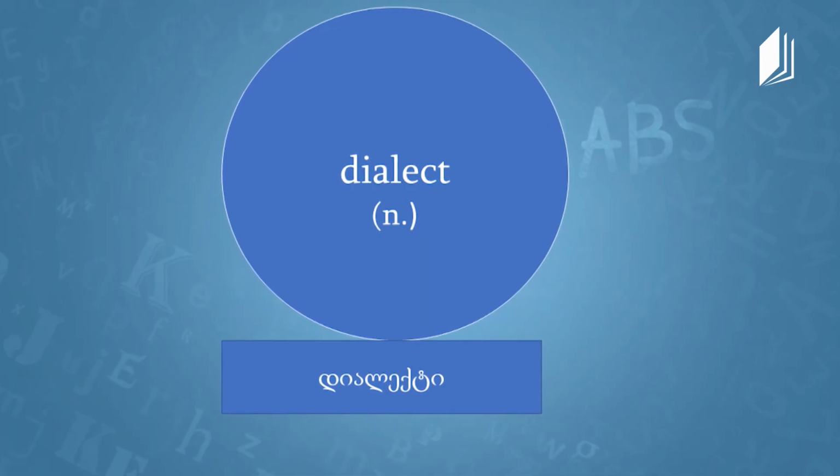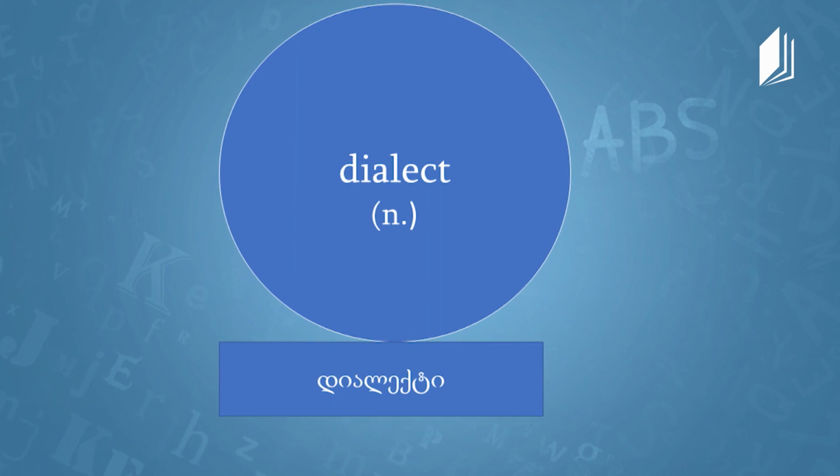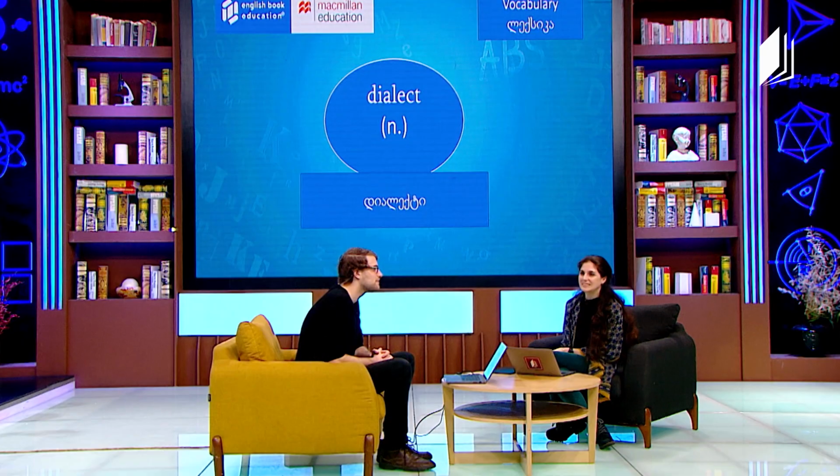And our next word is dialect, and it is a noun. In English, it is a different form of a language that is used in different regions or places. Dialect in Georgian means dialekti.